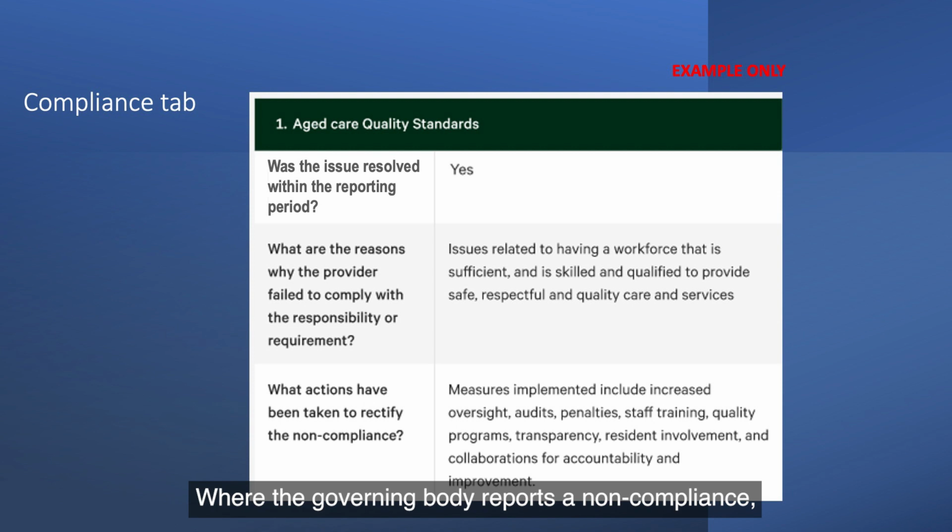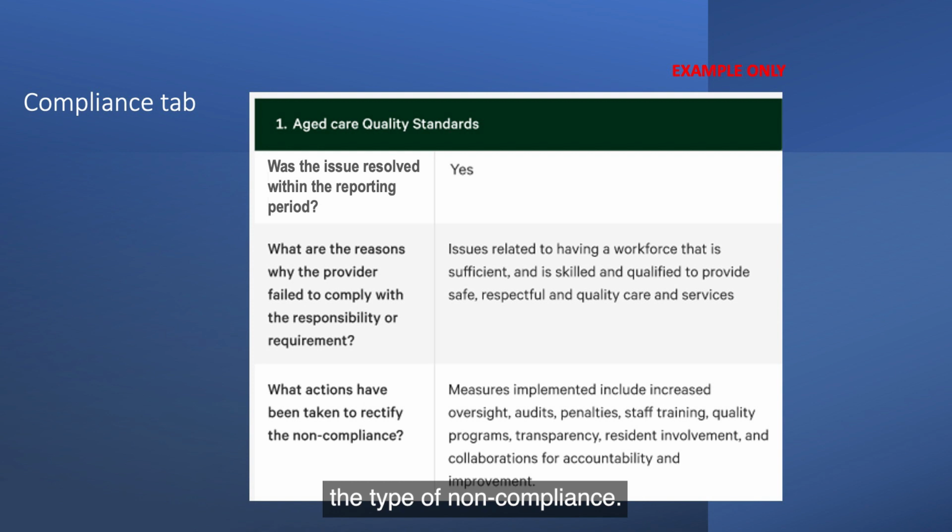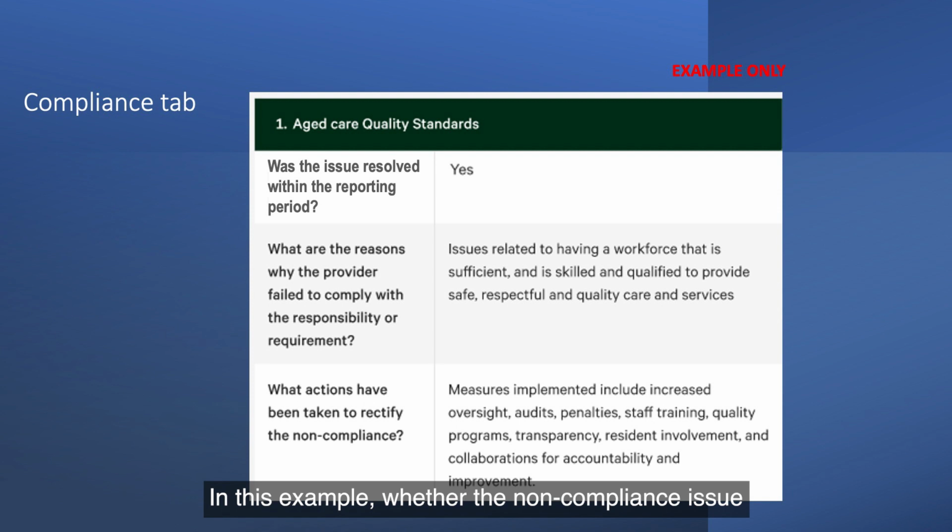Where the governing body reports a non-compliance, specific information will be included about the type of non-compliance. For example, the aged care quality standards in this example. Whether the non-compliance issue was resolved within the reporting period, the reasons for the non-compliance, and the actions taken to resolve the non-compliance.